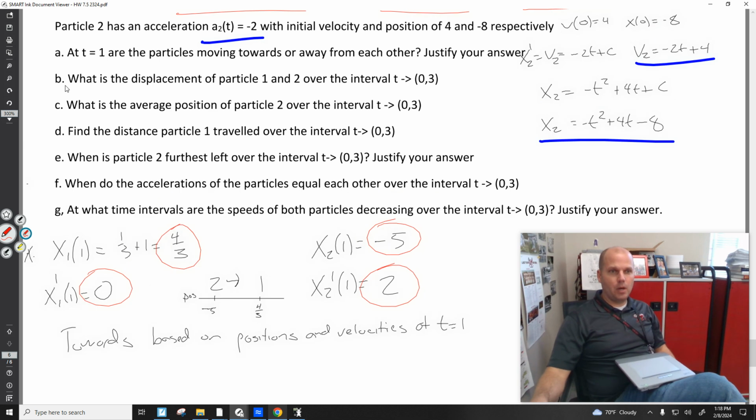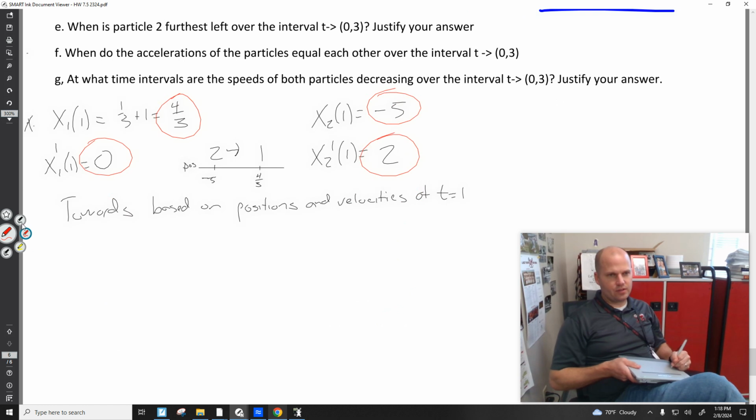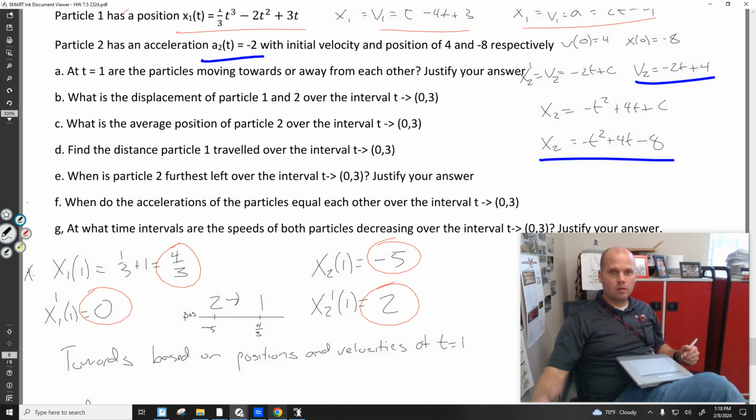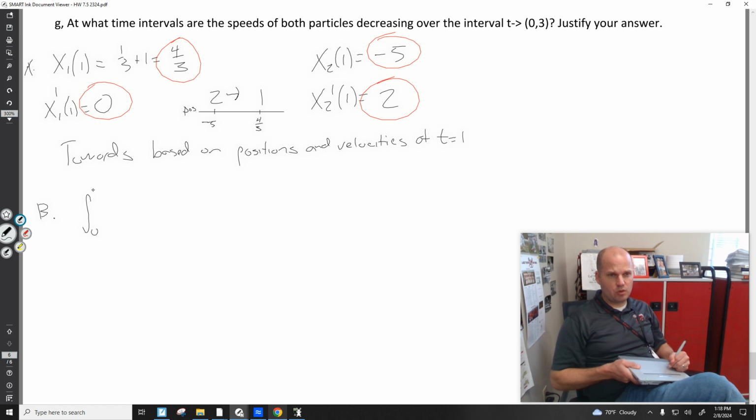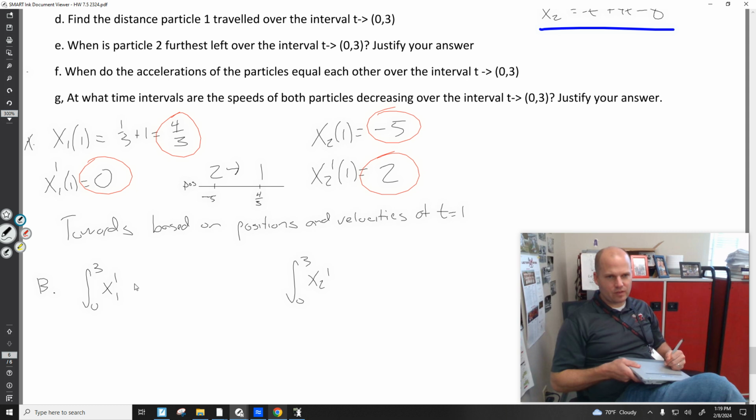Okay, part B. What is the displacement of particle 1 and 2 over the interval 0 to 3? So we want the displacement. Now, this is really easy if you have all the equations. The displacement of particle 1 over the interval 0 to 3 is the accumulation of our derivative, for 1 and 2, the accumulation of our velocity. But we also know that that's equivalent to my ending position minus my starting position.